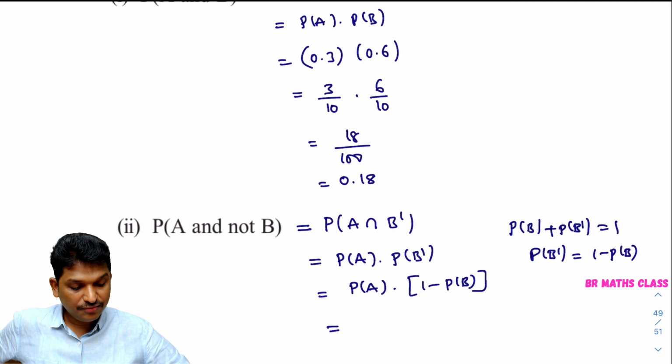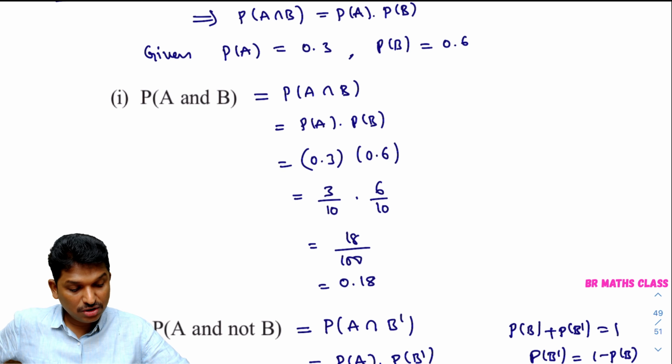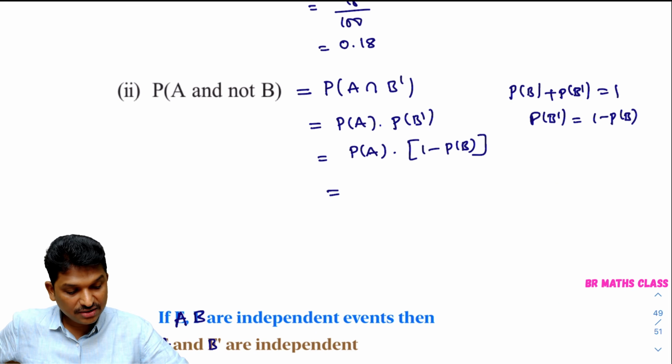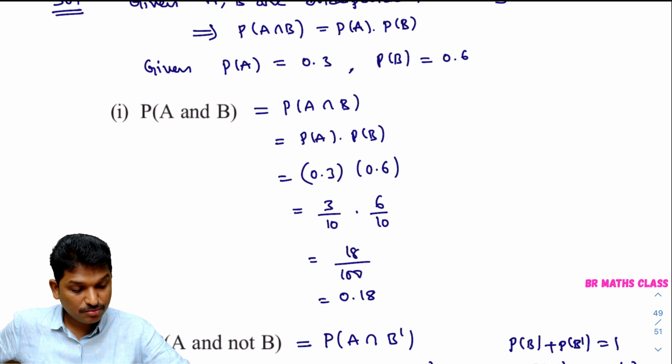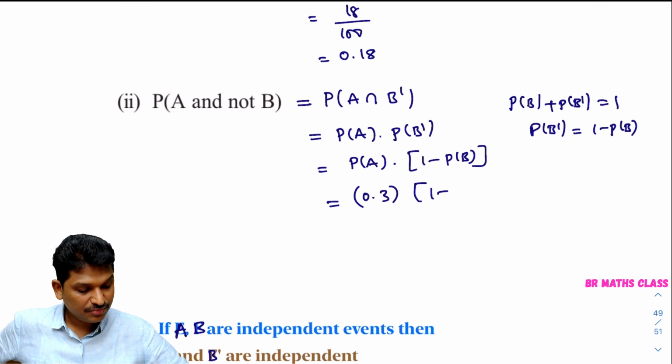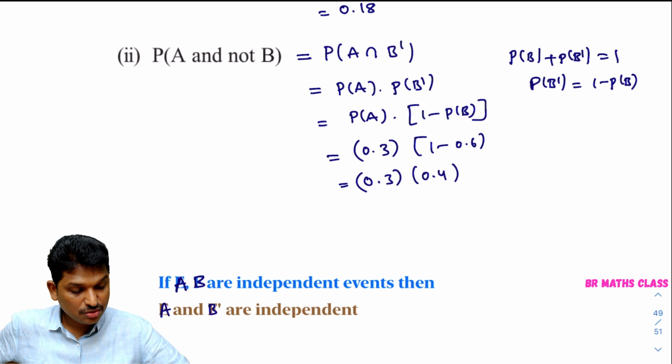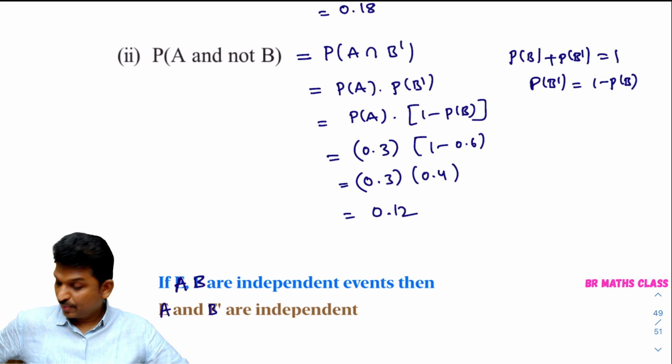What is probability of A? Observe the question. Probability of A is 0.3. Okay, probability of A is 0.3, right? 0.3 into 1 minus probability of B. Observe the question. Probability of B is 0.6. Okay, that equal to 0.3 into 1 minus 0.6 is what? 0.4. So this is directly you can write 0.12. I hope you are understanding, right?